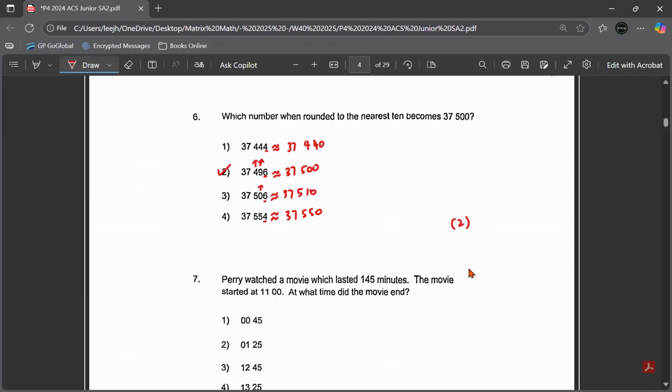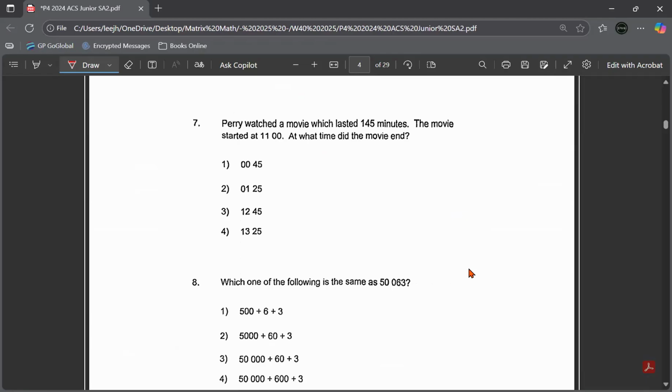Okay. Question 7. Perry watched a movie which lasted 145 minutes. The movie started at 11 o'clock. So 11:00 is in 24-hour format.